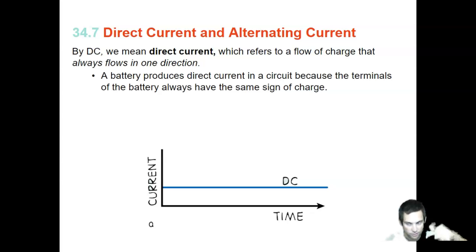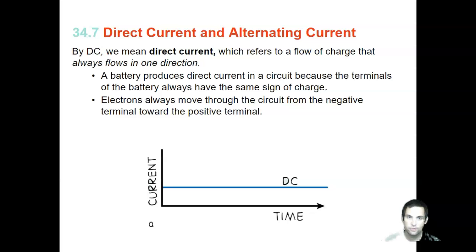With that, remember the electricity goes from the positive terminal all the way around to the negative terminal. So the electricity can only flow in exactly one direction. This is true for any circuit that has a battery, whether it's your car or your phone, it's all direct current. Electrons will always move through the current from the negative towards the positive terminal.